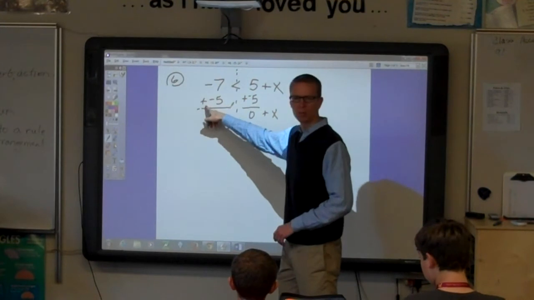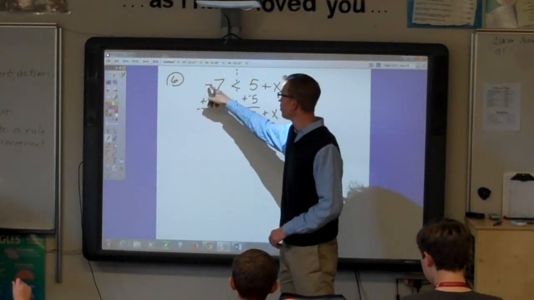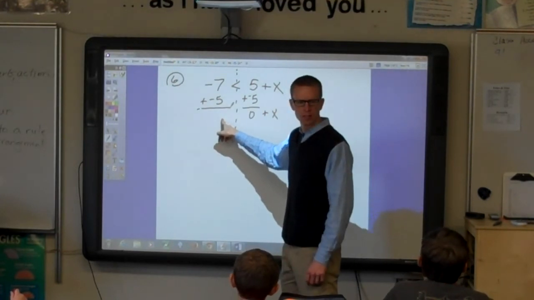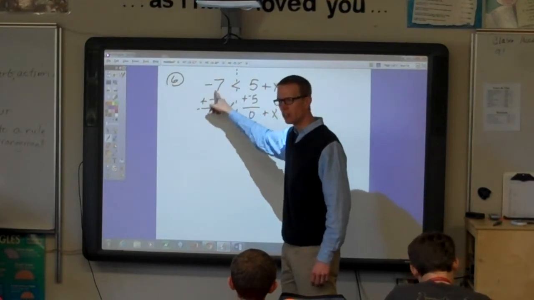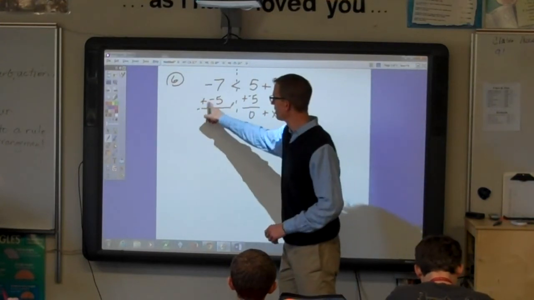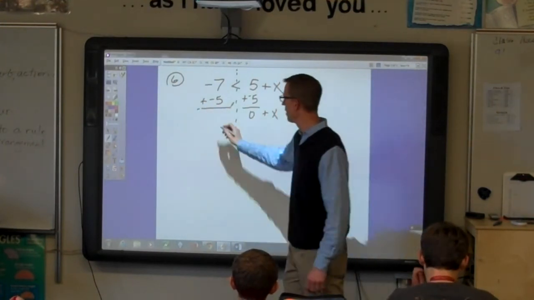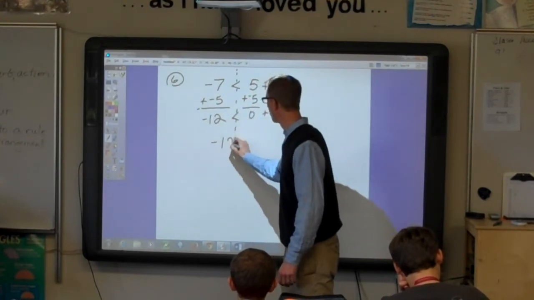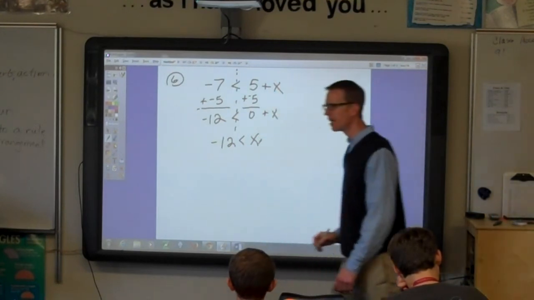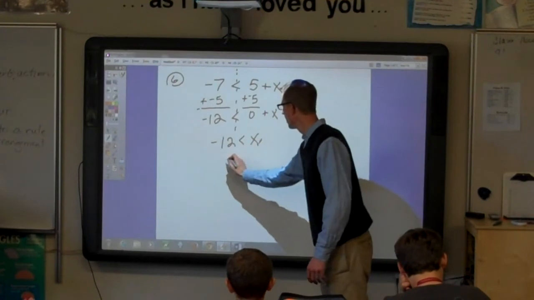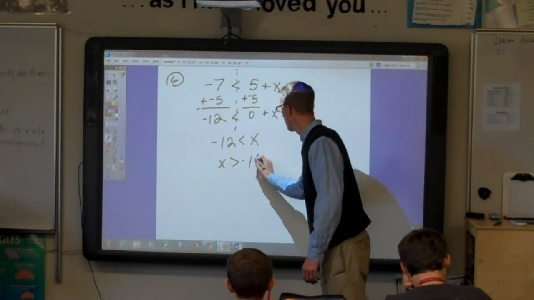Good. Now, if we don't put a plus sign here, you might do negative 7 minus 5 is negative 2. You have to put this plus sign because we're adding 2 negatives together. So make sure that you put the plus sign in front of the negative, that we're adding the negative. That's negative 12. So negative 12 is less than x. What does that mean for x? x is greater than negative 12.